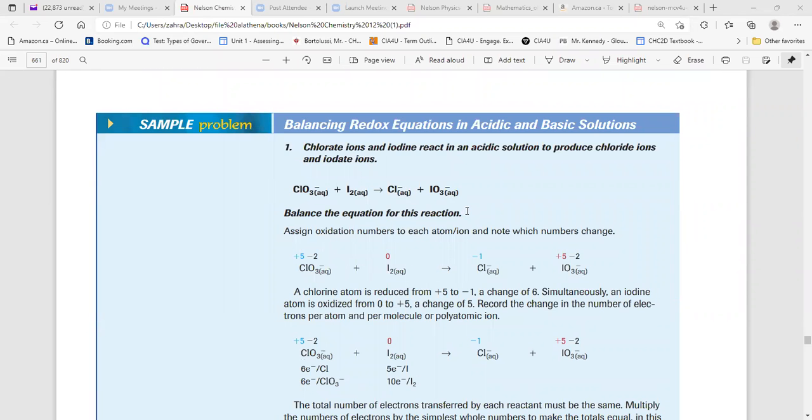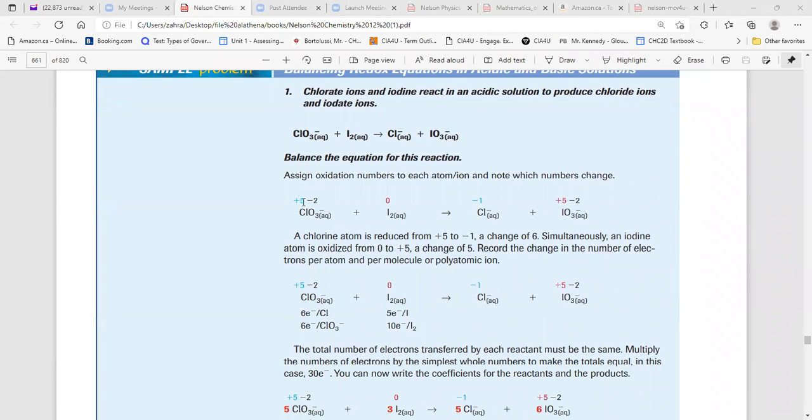Here's our example. So for Cl, you calculate it the same way I taught you. For oxygen, we just put all the oxidation numbers here. You know, from +5 to -1, you're gaining 6 electrons. So you're gaining 6 electrons here. And from 0 to +5, 5 electrons are lost. So losing electrons is oxidation, gaining electrons is reduction.